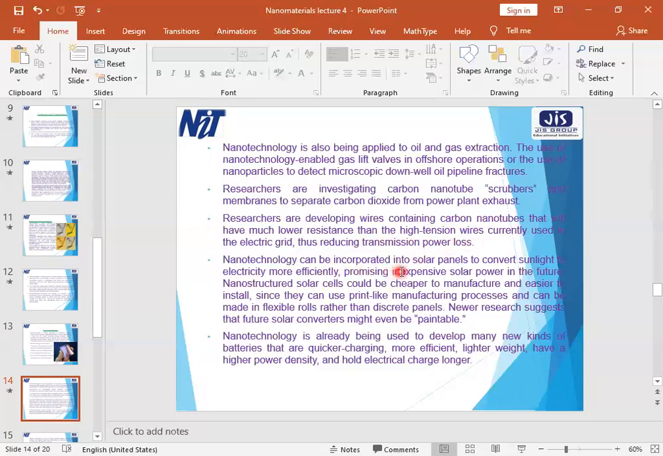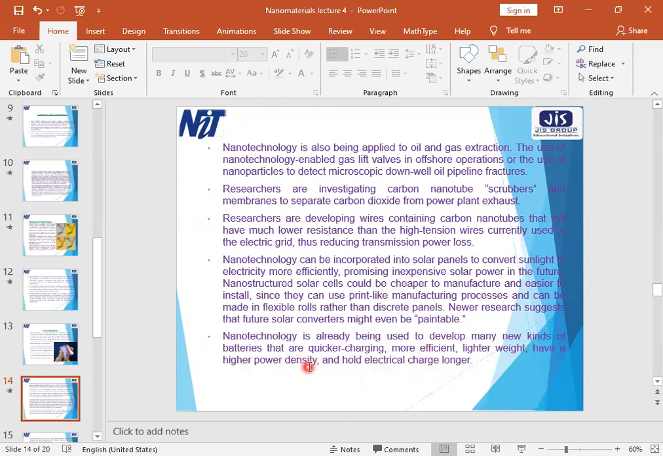Nanotechnology can be incorporated into solar panels to convert sunlight to electricity more efficiently, as I told you. Nanotechnology is already being used to develop many new kinds of batteries that are quicker charging, more efficient, lighter weight, have a high power density, and hold electrical charge longer. So these facilities are there that can hold the charge for a longer time.